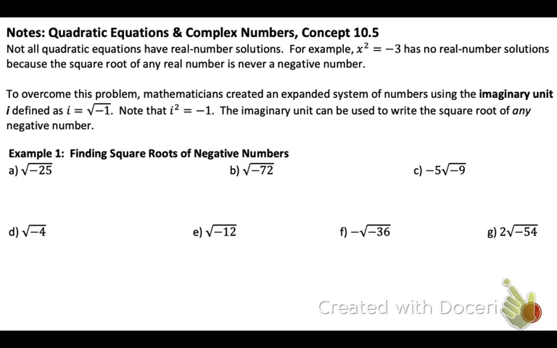For example, the quadratic x squared equals -3. If you take the square root of both sides, you would have the square root of -3. That has no real number solutions because the square root of any real number is never a negative number.